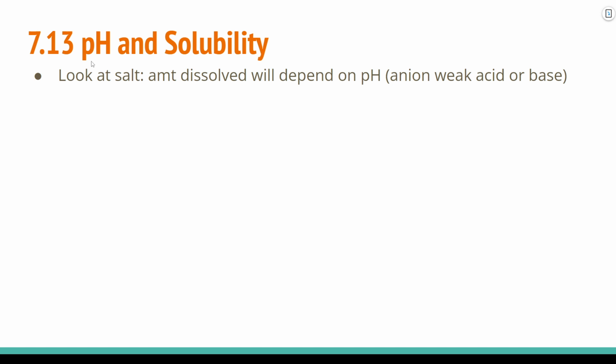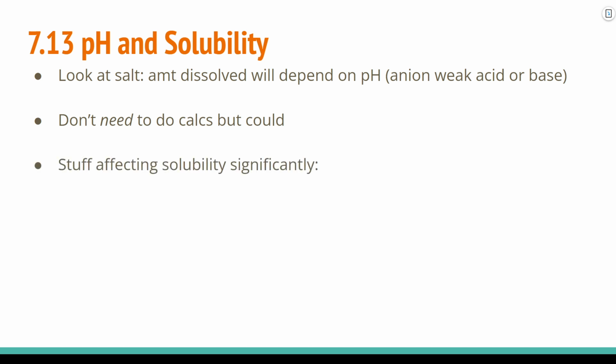And so, we're looking at how acid will affect solubility. Looking at a salt, we can see the amount dissolved will depend on pH because you have the anion of the weak acid or the base, depending on what is being dissolved. You don't need to do the calculations for these, but you could. There are various things that can affect the solubility a lot. Obviously we talked about common ion in the previous section, and in this case, we're talking about the pH of a solution.